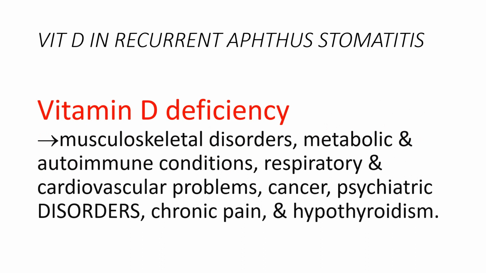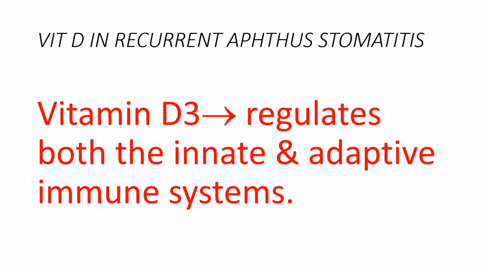Vitamin D receptors are found in numerous body tissues, and a deficiency in 25-hydroxyvitamin D has been linked to a range of health issues such as musculoskeletal disorders, metabolic autoimmune conditions, respiratory, cardiovascular problems, cancer, psychiatric disorders, chronic pain, and hypothyroidism. While 1,25-dihydroxyvitamin D3, the active form of vitamin D3, plays a vital role in the metabolism of calcium and bone health, it also has the ability to regulate both the innate and adaptive immune systems.